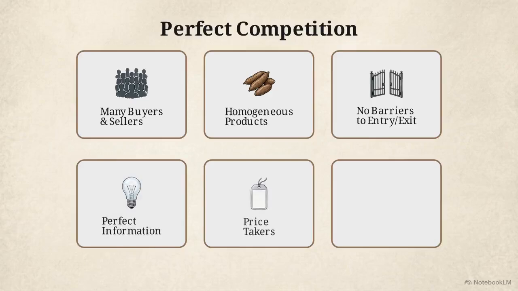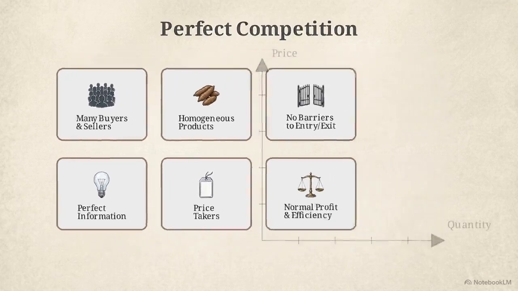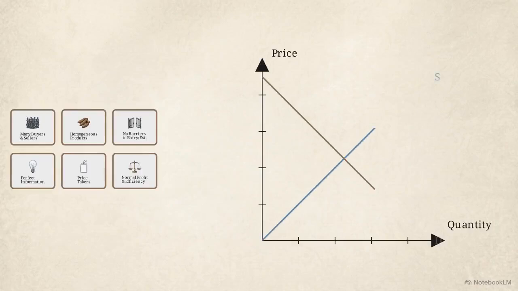Fifth, individual firms are strict price takers. They must accept the going market rate. And finally, firms earn only normal profit, which is just enough to cover costs and stay in business. When these conditions are met, the market operates at maximum efficiency. As we see on this supply and demand graph, resources are allocated exactly where they are most valued, resulting in the largest possible area of consumer surplus. Buyers get the lowest possible prices.